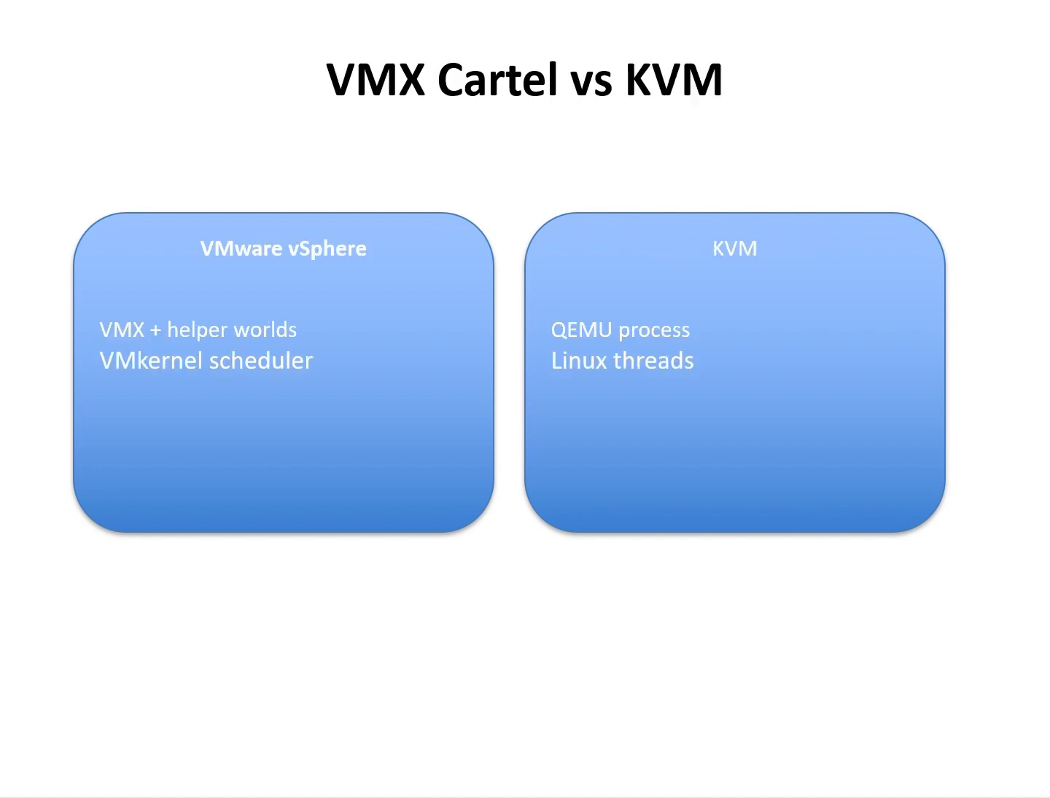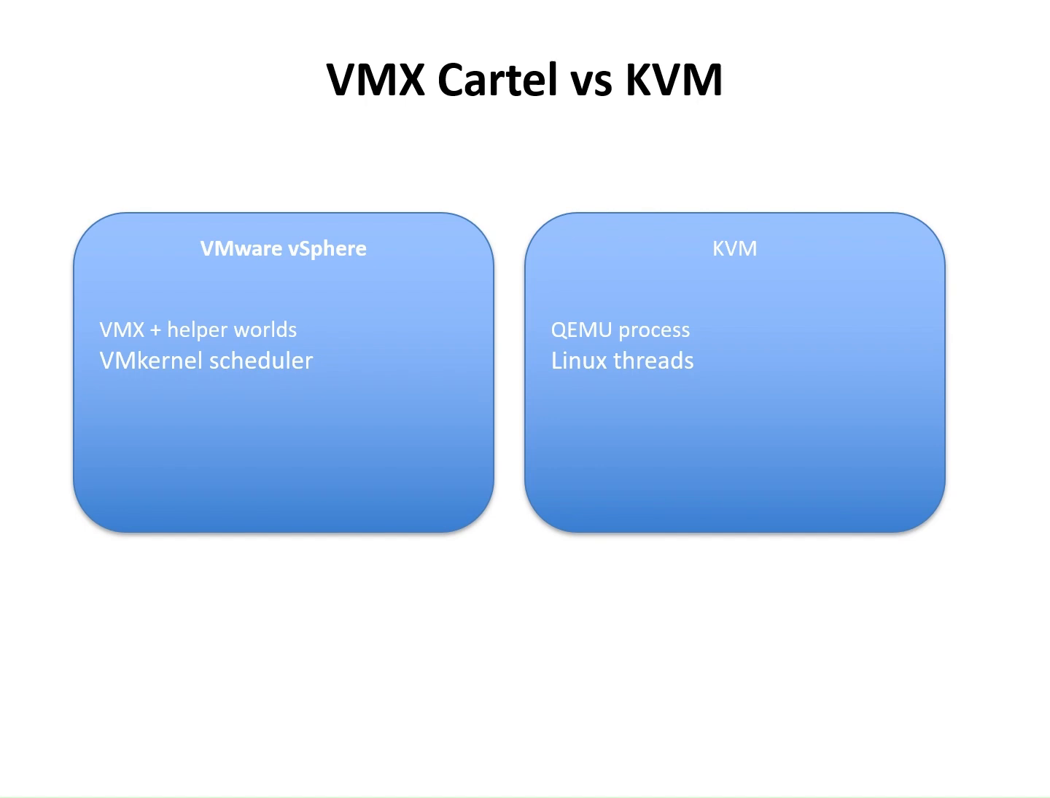In VMware ESXi, a virtual machine is implemented as a cartel, which is a group of worlds, VMware's internal schedulable execution contexts, similar to lightweight processes or threads. One of these worlds is a VMX world, which acts as a VM's control plane, coordinating configuration, devices, and management, while other worlds execute the VM's vCPUs and I/O work.